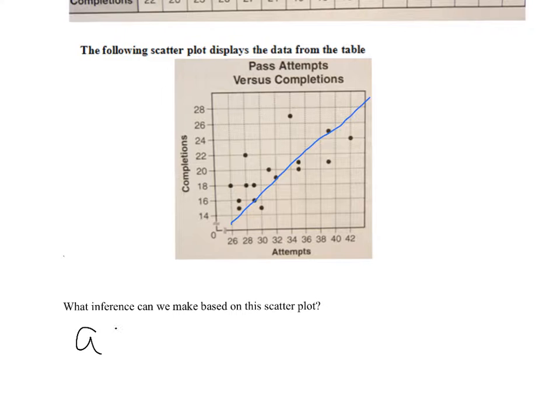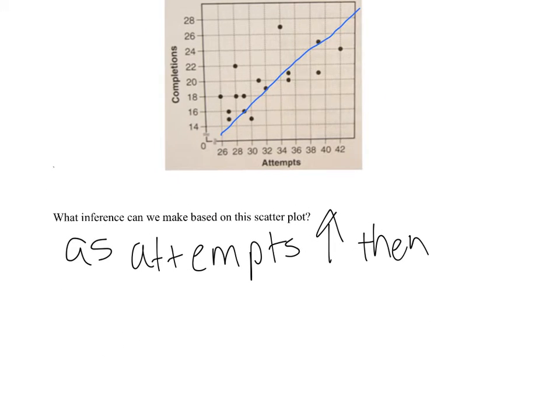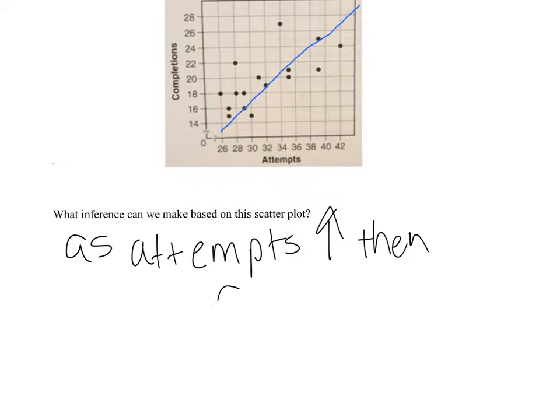So as attempts increase, this might sound a little bit like science class, as attempts increase, then completions increase. So pretty straightforward. As one increases, the other increases as well.